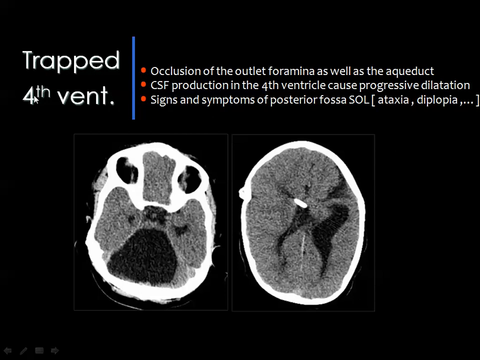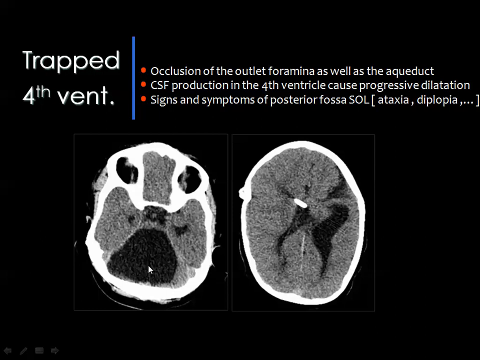And this trapped fourth ventricle means that the fourth ventricle is hugely dilated because it cannot drain its CSF through the outlet foramina. What happens is the patient starts with the diagnosis of aqueductal stenosis. The aqueduct is stenotic and the supratentorial ventricles are shunted. Then later on, the outlet foramina of the fourth ventricle are occluded. Then there is choroid plexus inside the fourth ventricle producing CSF.